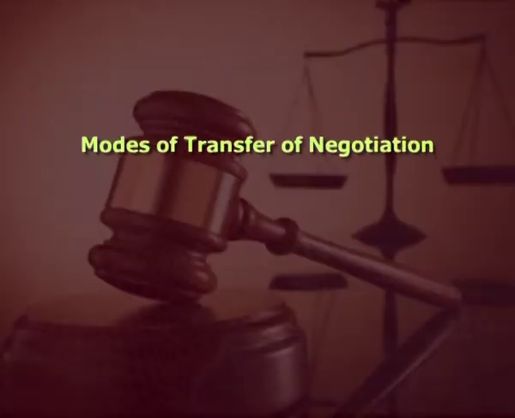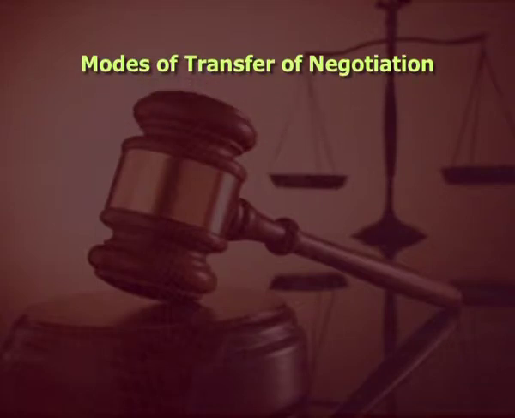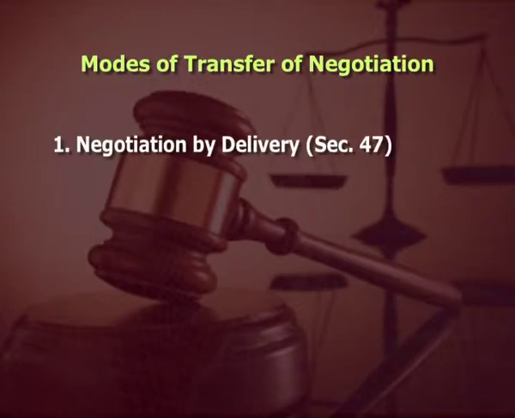There are basically two modes of transfer of negotiable instruments. First, negotiation by delivery, Section 47, where a promissory note or a bill of exchange or a check is payable to a bearer. It may be negotiated by delivery thereof. Example: A, the holder of a negotiable instrument payable to bearer, delivers it to B's agent to keep it for B. The instrument has been negotiated.